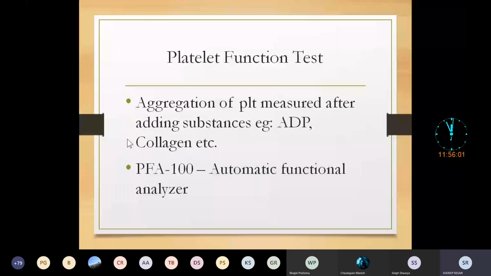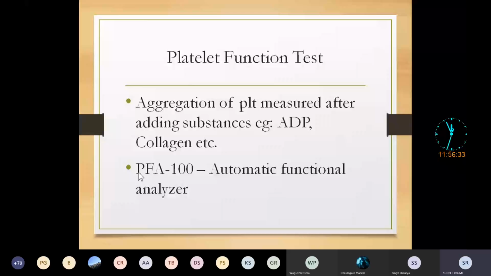And we can do a platelet function test. One is the number of the platelets. The second is the function of the platelets. So whether the platelets are aggregating or not after adding some substance like ADP or collagen. If there is inadequate platelet function, they won't adhere. There won't be aggregation. Otherwise, we can do PFA-100, which is an automatic functional analyzer for the platelets.